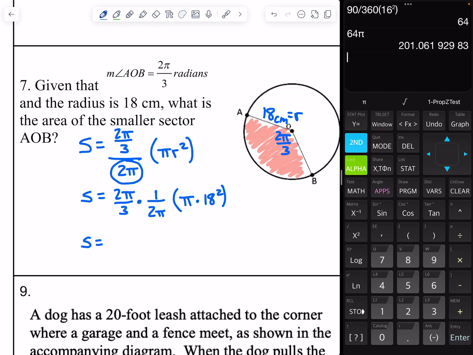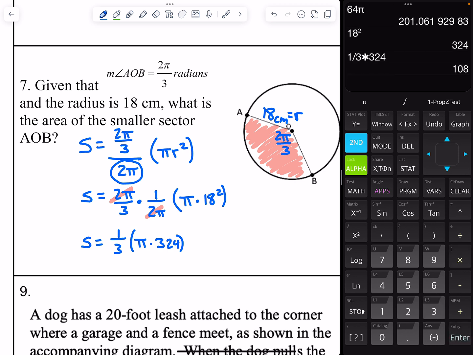So we have 2 pi in our numerator, and we have it in the denominator. So those are actually just going to cancel out. Then I end up with 1/3 times pi times the radius squared. So let's see, 18 squared is 324. And then 1/3 times that, and I can just grab that number in my calculator. So I get 108 pi if I need it in terms of pi, or I can multiply by pi and get a decimal. So I'm just going to type that in and put that as another option. They mean the same thing.